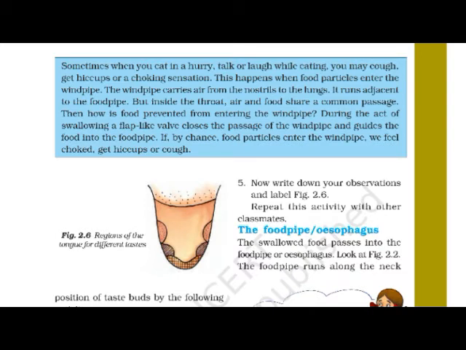Use a new toothpick for each sample. Number 4, ask the classmate which areas of the tongue could detect the sweet, salty, sour and bitter substances. Number 5, now write down your observations and label figure 2.6. Repeat the activity with the other classmates also.